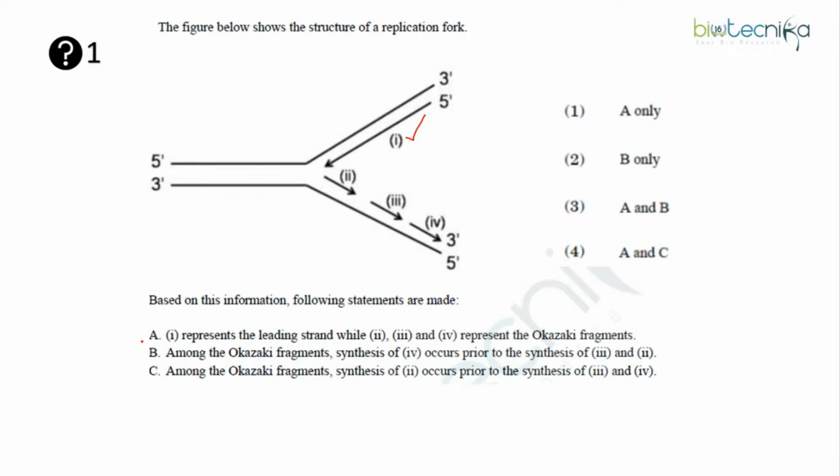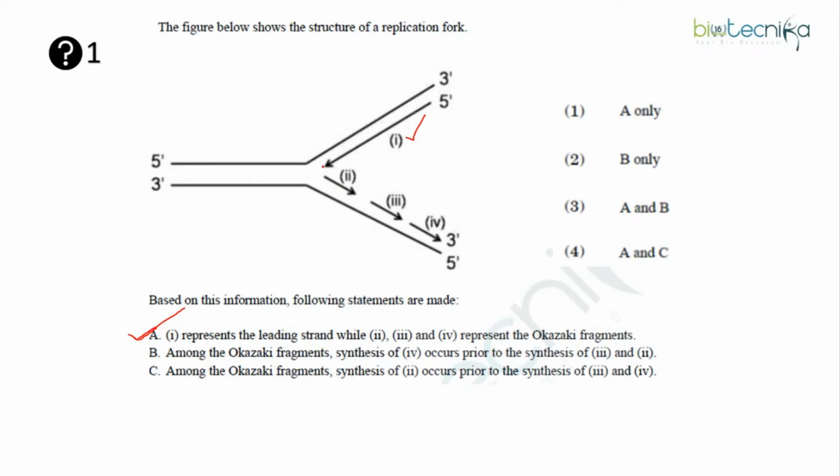So, look at the first statement. The first statement is saying that 1 represents the leading strand, while 2, 3, 4 represent Okazaki fragments, which is true. Second says that among the Okazaki fragments, synthesis of 4 occurs prior to synthesis of 3 and 2. Let's understand this.